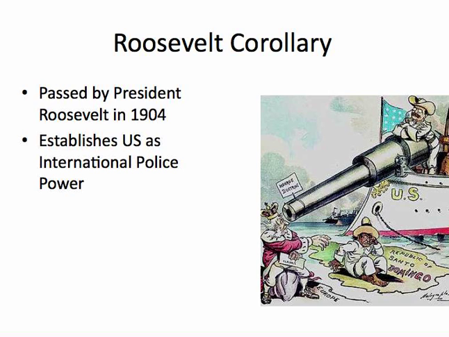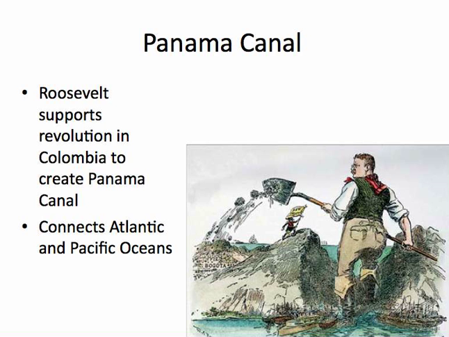Now, Teddy Roosevelt not only made the U.S. the international police power, he also built up the U.S. Navy. He also supported the revolution in Colombia to create the Panama Canal. And this would increase trade between the two coasts of the United States, the East Coast and the West Coast. You used to have to sail 13,000 miles around Latin America if you were to go from New York to California. But with the creation of the Panama Canal, you're going to connect the Atlantic and Pacific Oceans, and you're going to increase trade. And here's a political cartoon of Teddy Roosevelt. And using the U.S. Navy, they supported a revolution in Panama from Colombia.